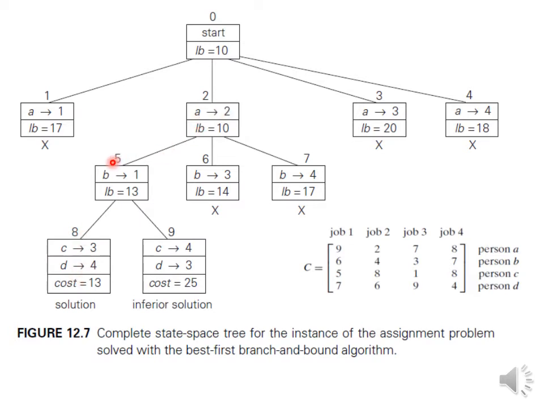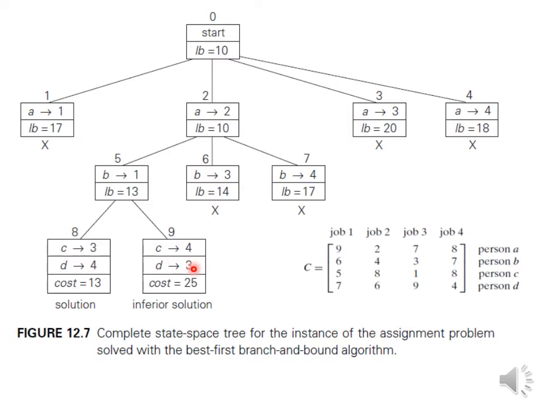A is assigned with 2, B is 1, C is 3, D is 4. What is the exact cost? A is 2, it is 2, and B is 1, it is 6, C is 3, that is 1, and D is 4, it is 4. So 2 plus 6 plus 1 plus 4, it is nothing but cost 13, because we completed all the 4 assignments. Again, the other choice for us is for C, assign with job 4.